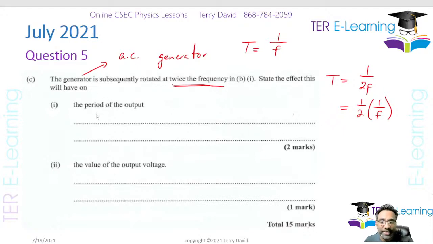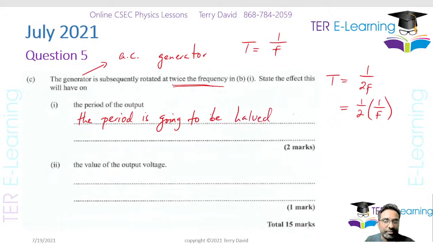So what is happening to the period? The period is going to be halved. It's going to be half. I know some of you might say double. It's not double. It's going to be half.